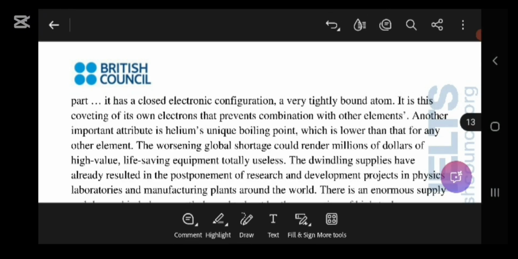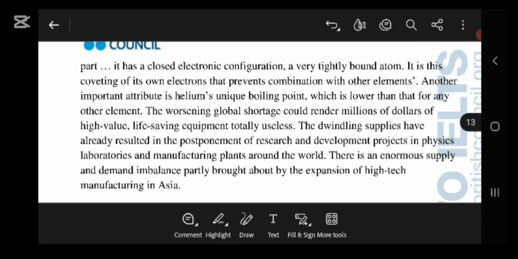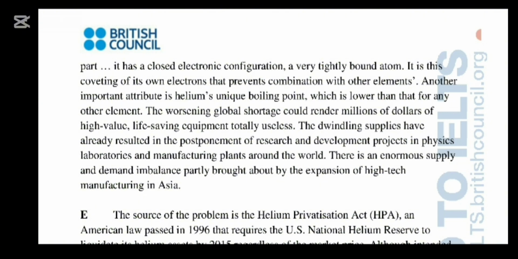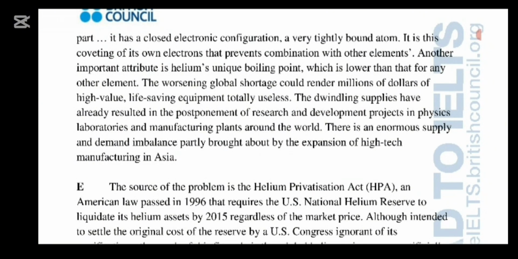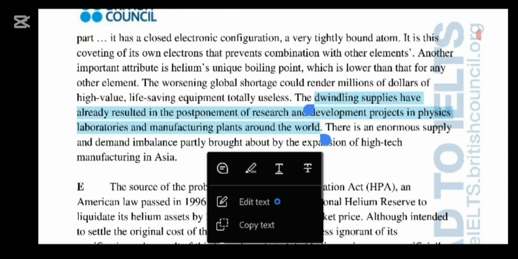The worsening global shortage could render millions of dollars of high value life-saving equipment totally useless. The dwindling supplies have already resulted in the postponement of research and development projects in field laboratories and manufacturing plants around the world. Okay, this is not pointing to anything. This all points to dwindling.